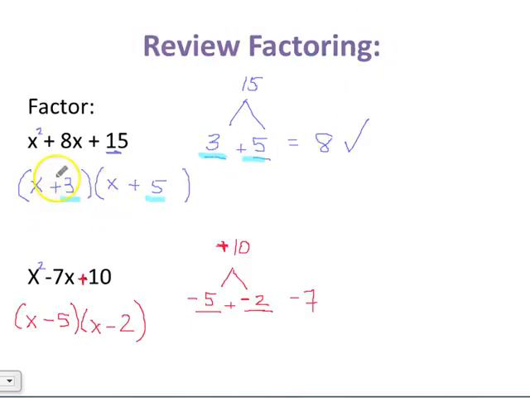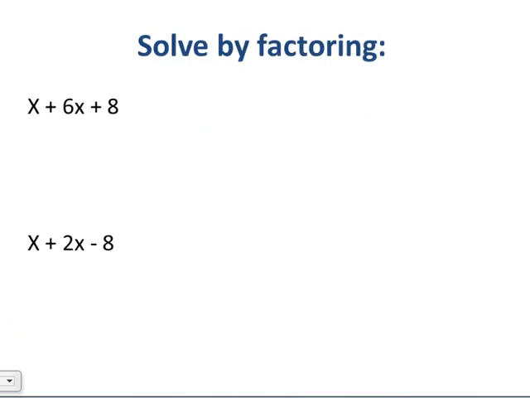Before we move on, look: once we factor them, then we could set our equations equal to 0 and use the zero product property. And that's exactly what we're going to do when we solve by factoring. So I'm going to add some things in here that I forgot to add, our squares, and set them equal to 0. So we want to solve these equations by factoring.